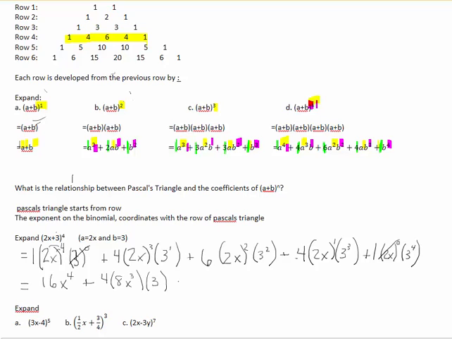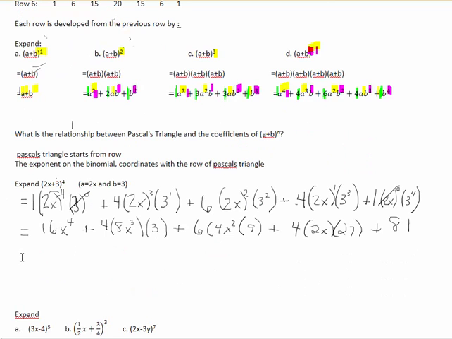3 to the power of 1 equals 3. Eventually, we're going to get to multiply all of those coefficients together in the last step. 6 times 4, x squared, times 9, plus 4, times 2x, times 27, plus 81.